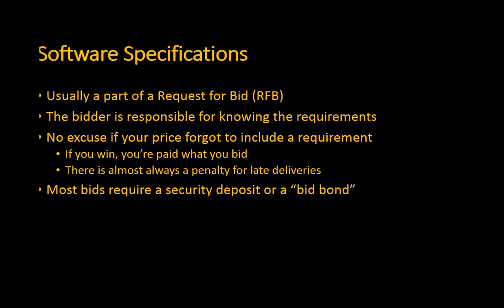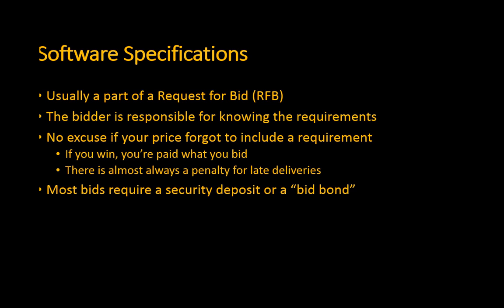So what we'll begin doing is taking a look at a software specification that I participated in. Usually software specifications are a part of a request for bid, as you will see when you look at the example provided on our D2L site. The bidder is responsible for knowing the requirements. They need to be able to look at the RFB and determine the hardware and software development that needs to be done to fulfill the contract.